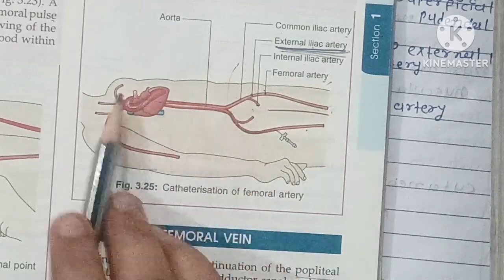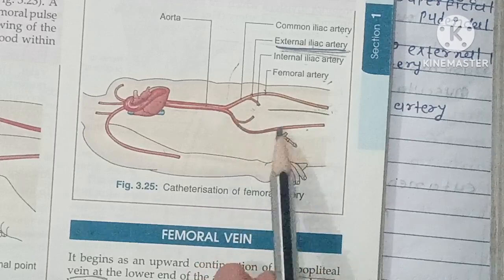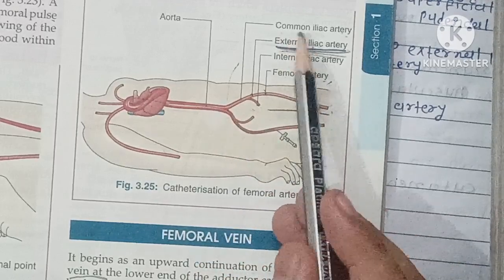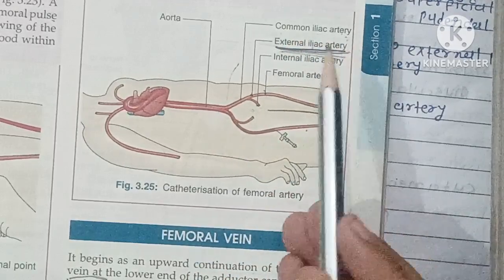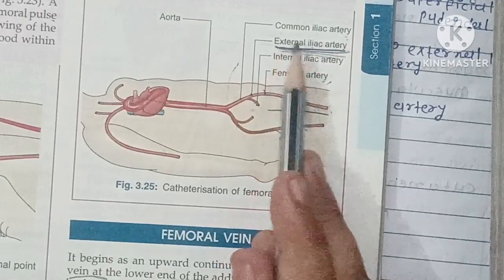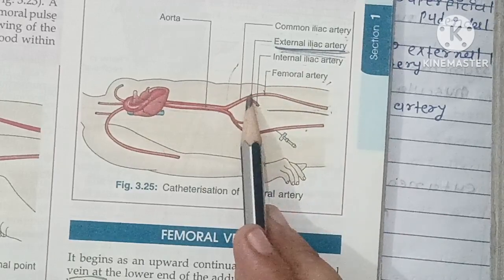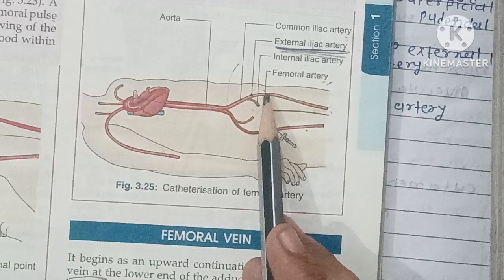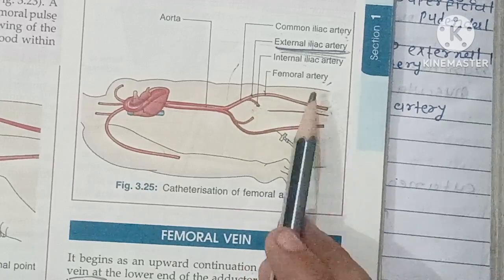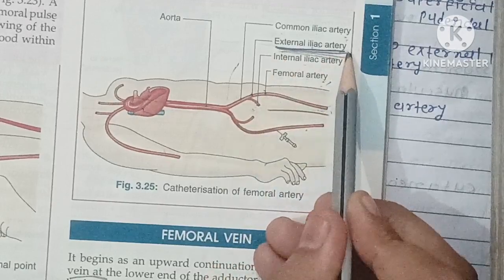See this figure. This is the descending aorta. It divides into two branches. First branch name is common iliac artery. Then common iliac artery divides into external iliac artery and internal iliac artery. Then external iliac artery continues as the femoral artery. So we can say that femoral artery is the continuation of the external iliac artery.